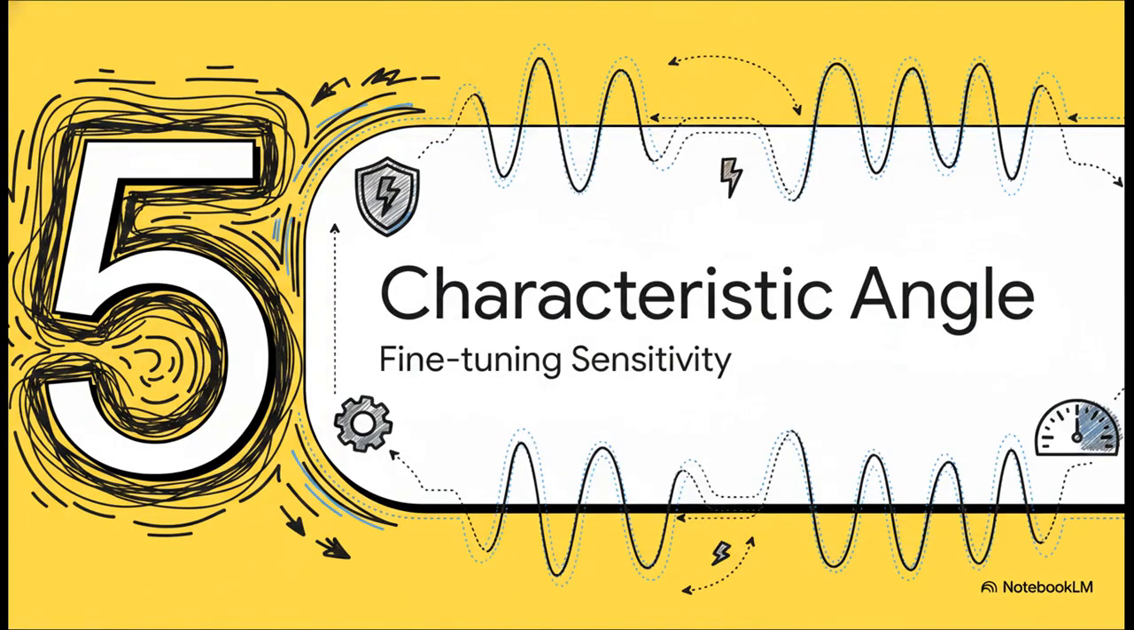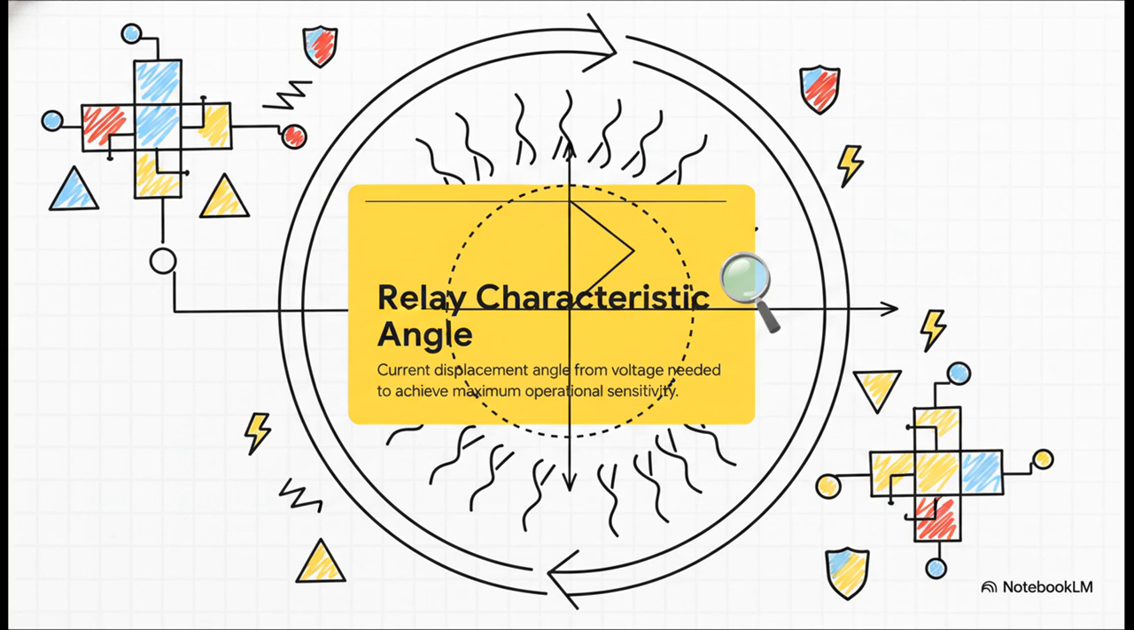Part 5. Relay characteristic angle. Okay, so we've established our 90-degree baseline, but different power grids actually have vastly different physical properties. We have to fine-tune our relay's maximum sensitivity to match the specific grid it's protecting. We do this by adjusting the relay characteristic angle, or RCA.